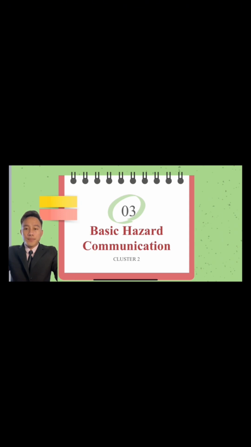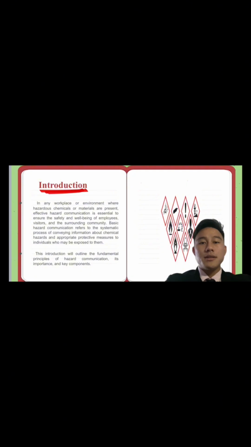basic hazard communication. The introduction for basic hazard communication: in any workplace or environment where hazardous chemicals or materials are present, effective hazard communication is essential to ensure the safety and well-being of employees, visitors, and the surrounding community. Basic hazard communication refers to the systematic process of conveying information about chemical hazards and appropriate protective measures to individuals who may be exposed to them. This introduction will outline the fundamental principles of hazard communication and its importance.